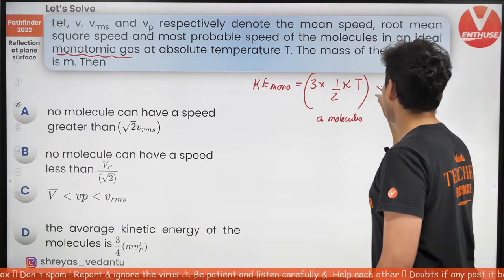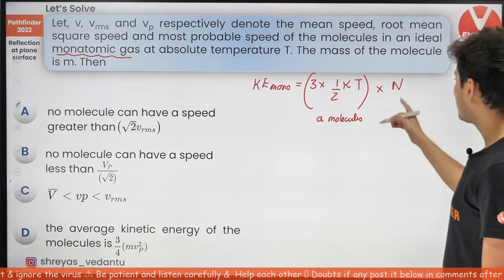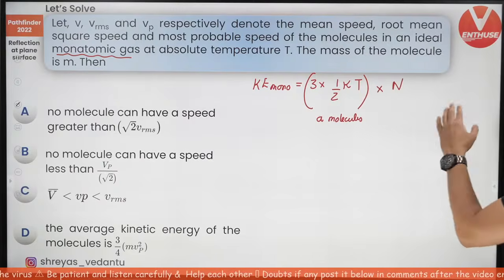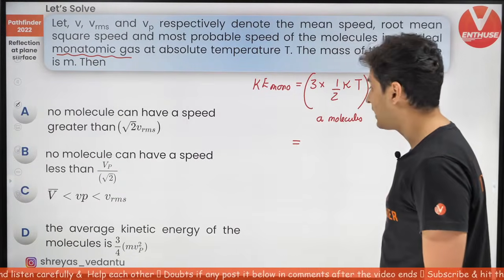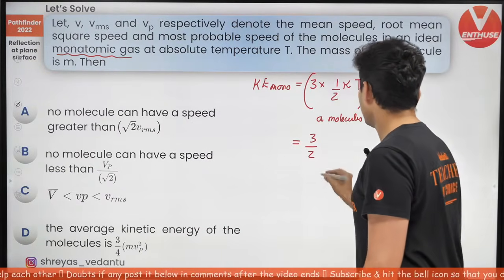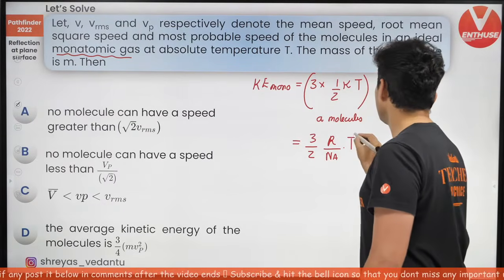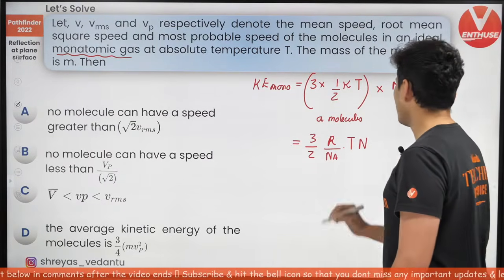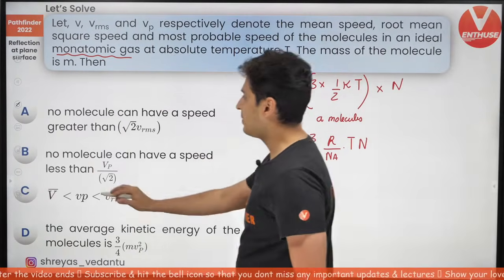but there are many molecules like that, and the number of molecules is N. So just put N over there. Is the number of moles mentioned? No, it's not mentioned. So now just need to solve this right over here. So this will become 3 by 2. K you can write as R by NA, and then T will come over here and N will also come over here. Now I don't want this T. I'll get rid of this T in a very simple manner.